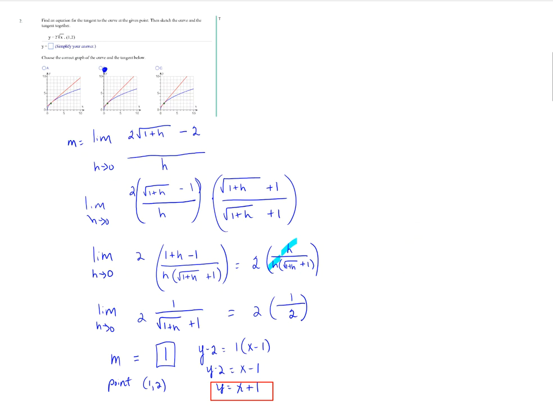So the slope is going to be the limit as h approaches 0 of 2. And remember, instead of x, we're going to have 1 plus h.